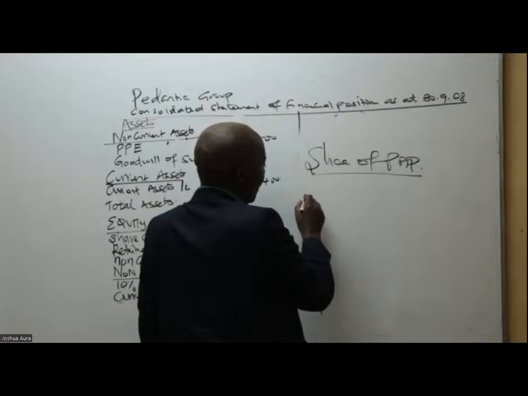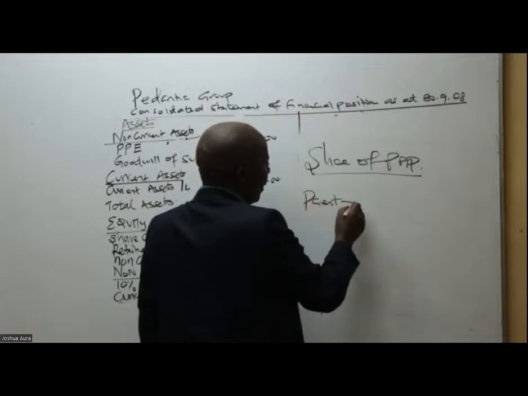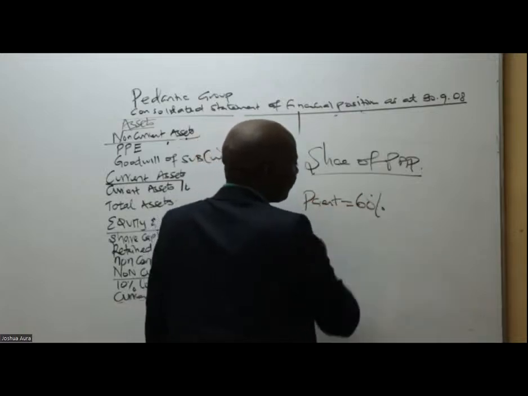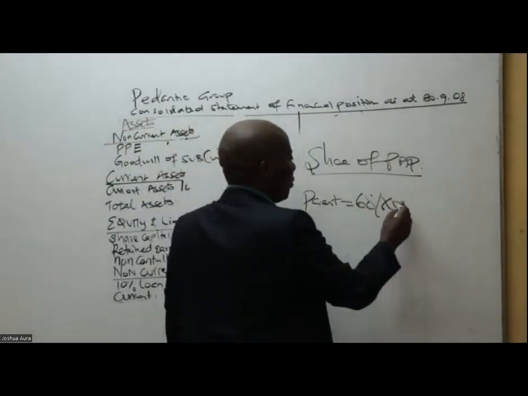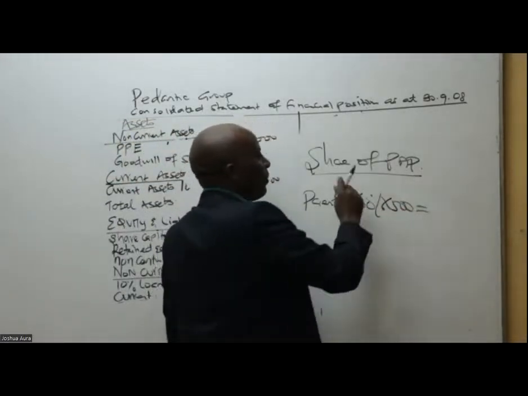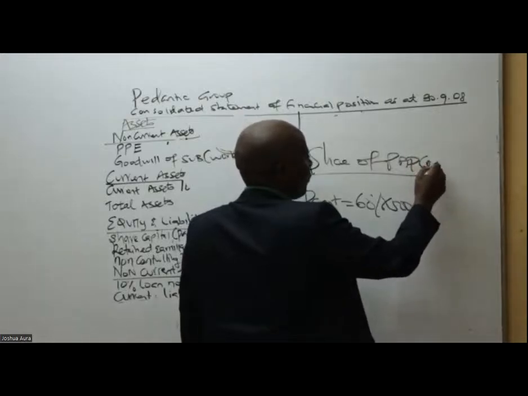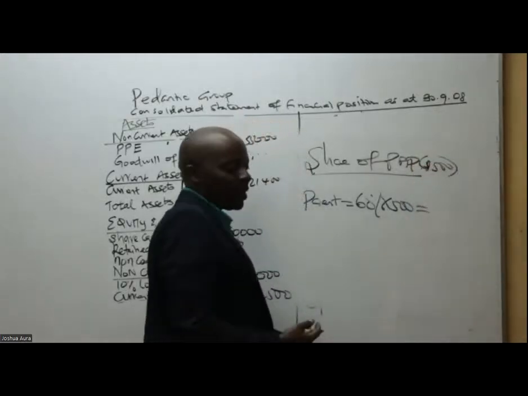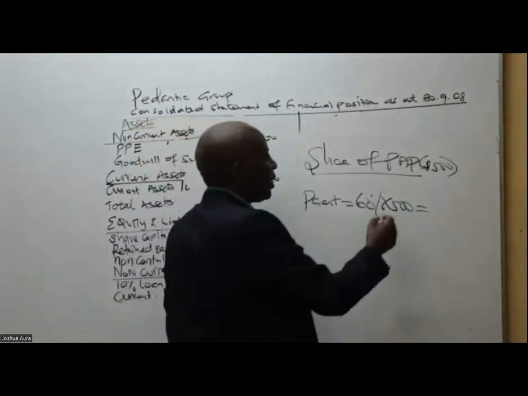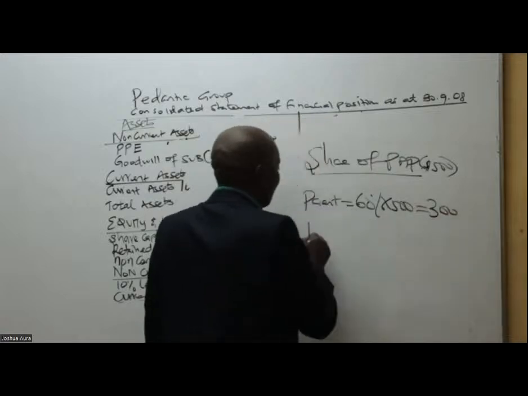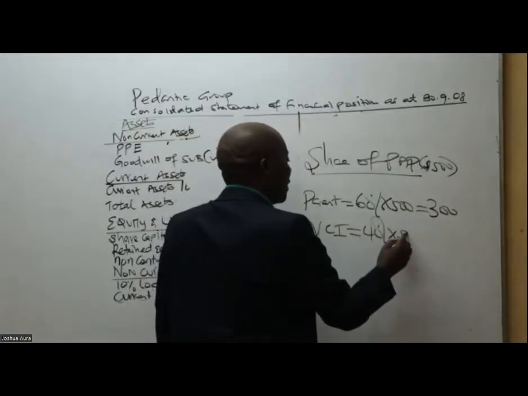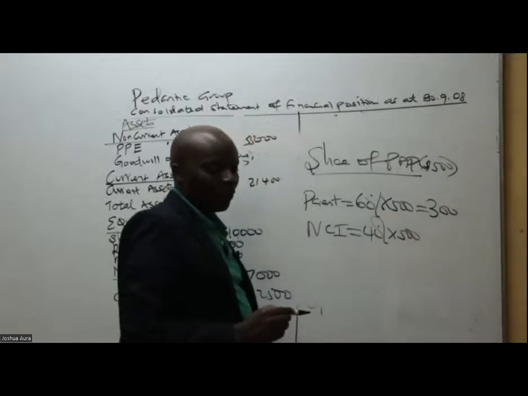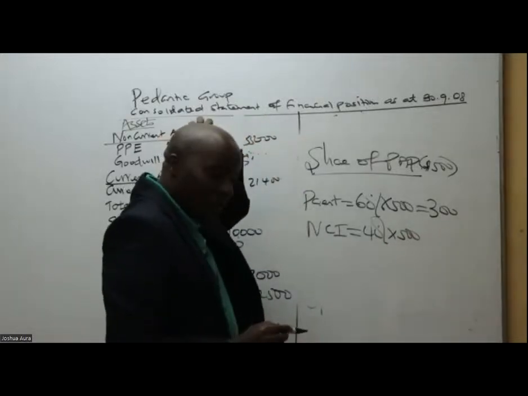So we have in this case the parent company. The parent is 60%. So 60% of 500, the share of PAP, gives me 300. Thank you so much. And then we have NCI. If you're able to remember the percentages, NCI is 40%. So 40% of 500 gives me how much?